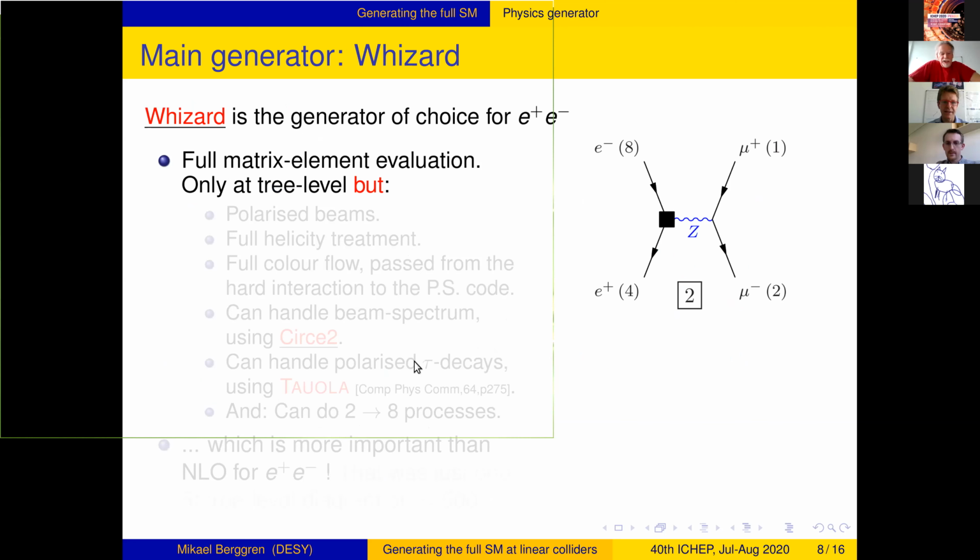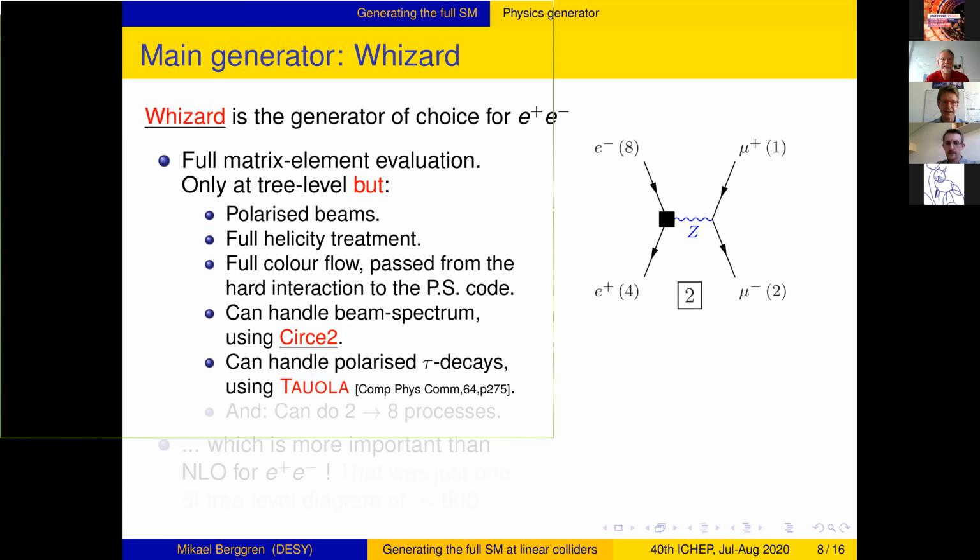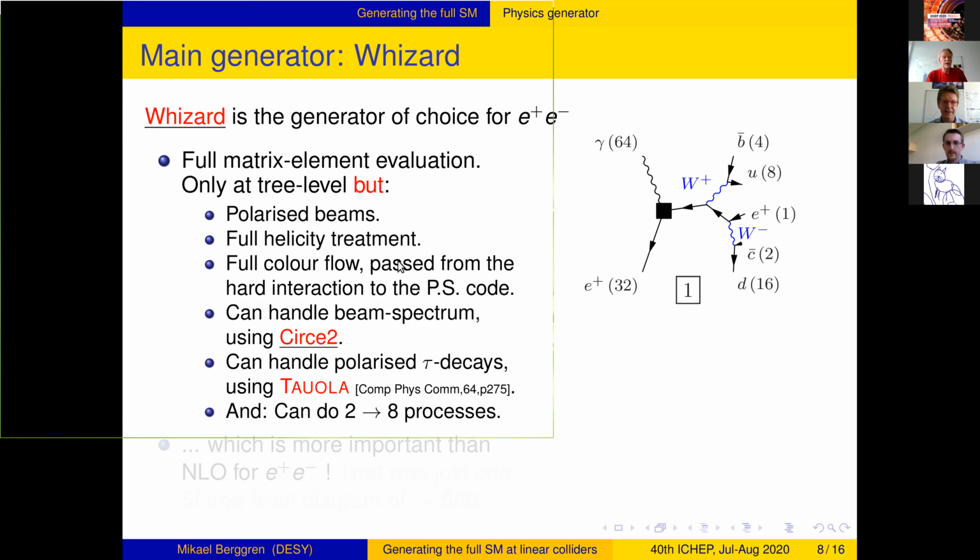So our main generator for physics is Whizard. By the way, whenever you see an underlined word like this, it is a live link in the PDF. And well, Whizard makes full matrix element evaluation, but only at tree level. But it can do polarized beams. It has full helicity treatment, full color flow treatment. It can handle the beam spectrum using the CIRCE2 program, and it can handle polarized tau decays using the TAUOLA program. And most importantly, it can do up to 2 to 8 processes.